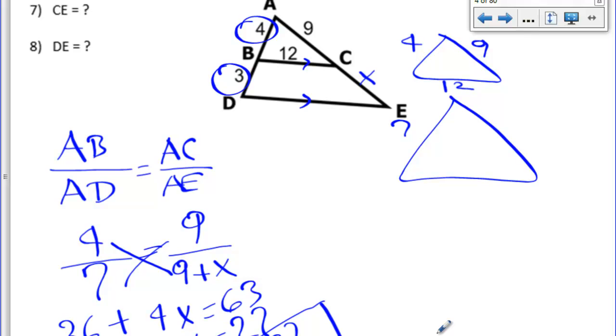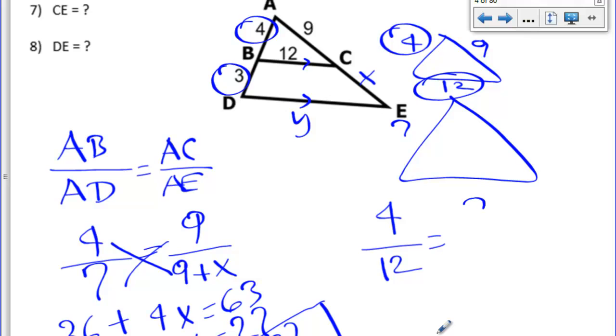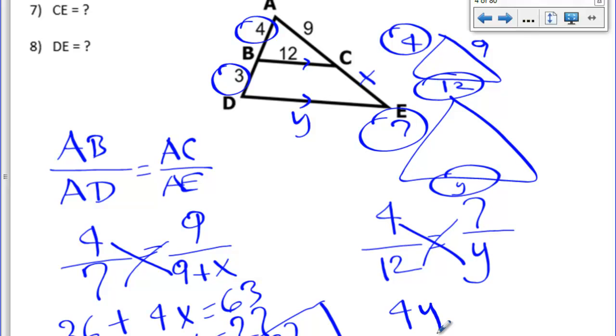Okay, 8, find the length of DE. Let's call this Y. So I can set up a proportion, 4 over 12. That's using the leg and the base of the smaller triangle equals 7 over Y, the leg and the base of the larger triangle. Cross multiply, we get 4Y equals 84. Divide by 4, and you get Y equals 21.